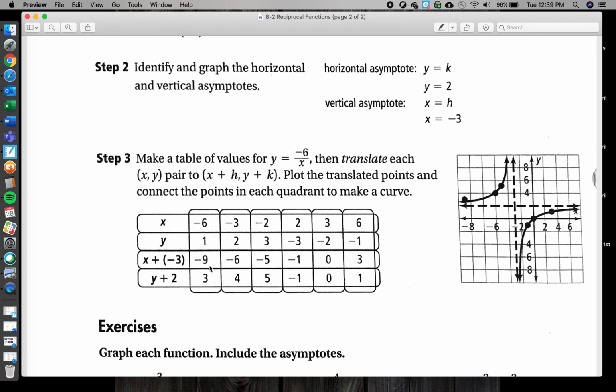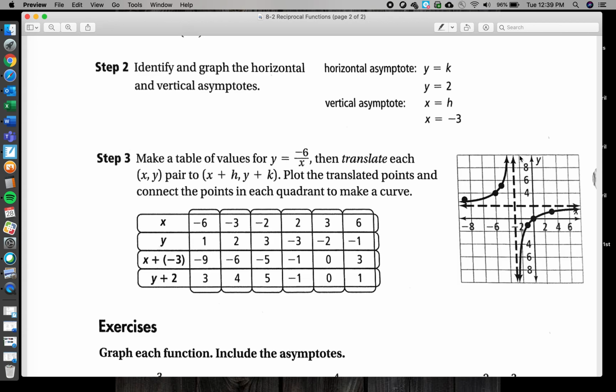So when they pick -9, you end up with a +3 as a value, which happens to be above the horizontal asymptote. Pick -6, you end up with 4 as an answer, also above the asymptote. So I know right away that this graph is right in this vicinity, which also should tell me that the other graph should be diagonal from it in this vicinity. Okay, you're looking to pick x values on either side of the vertical asymptote, and then check to see if the corresponding y values are above or below the horizontal asymptote. And that will guide you as to where your graph is going to be located.